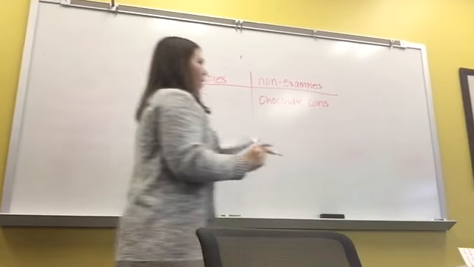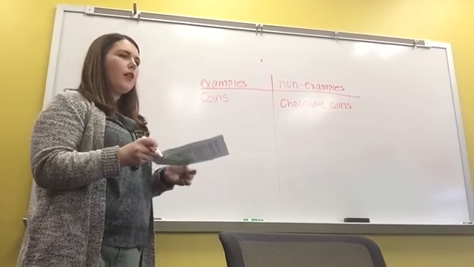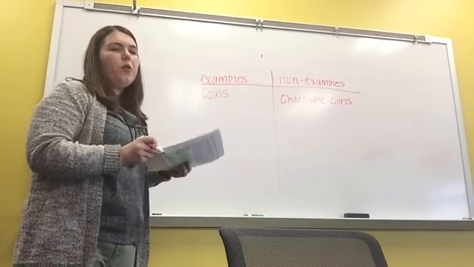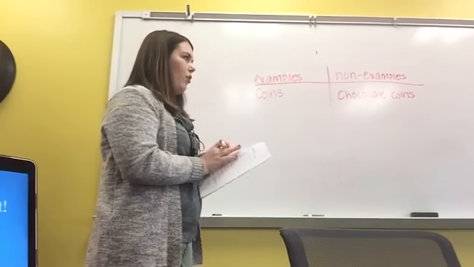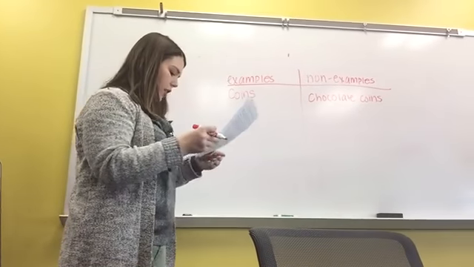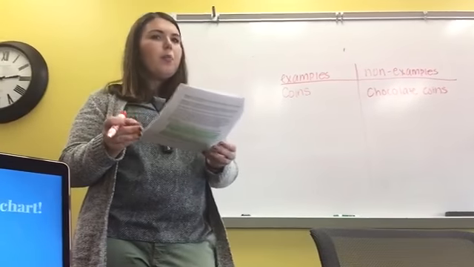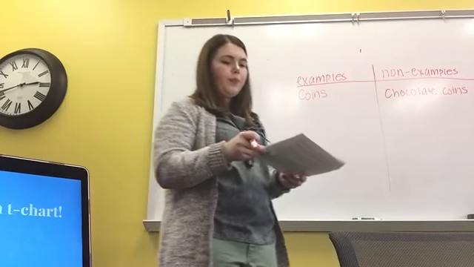So chocolate coins aren't an example of money because you can't exchange them for other things and they're not exactly valuable. So if you go to a grocery store and you try to exchange a chocolate coin, they're probably not going to take that because it's not of value to them. Now what about pictures of printed money? Is that an example or non-example? Non-example.